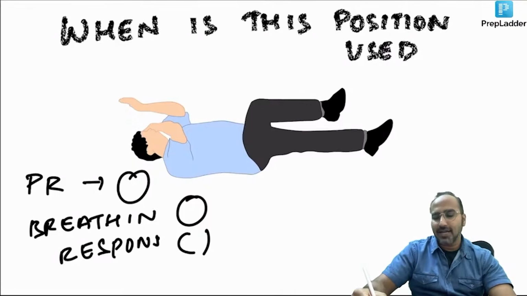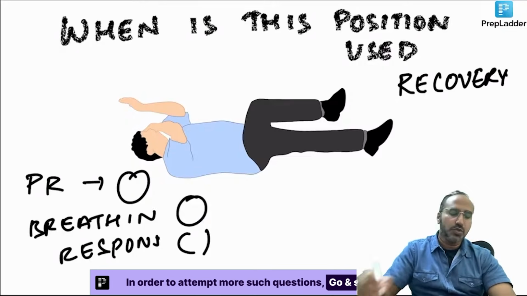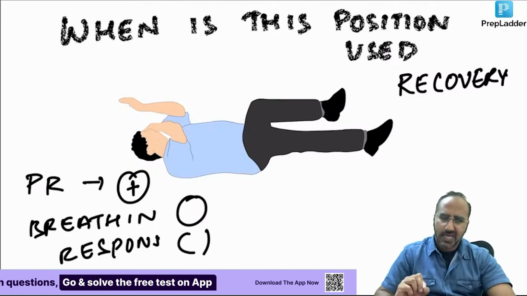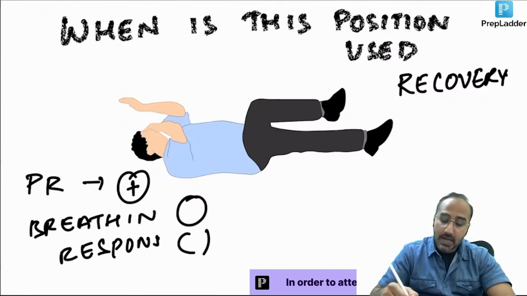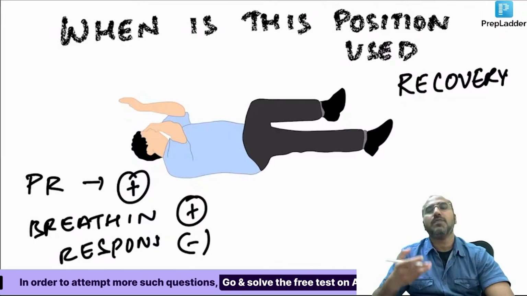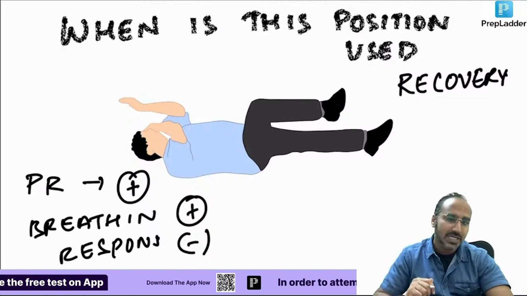Now, this question to you, when is this position used, guys? This is basically regarded as what position? Recovery position. When do you use this position? When a person is having pulse. Imagine a patient has collapsed. You check the patient's pulse is there, breathing is there, but he is unconscious. Just in order to prevent aspiration risk, you keep the patient in what position?